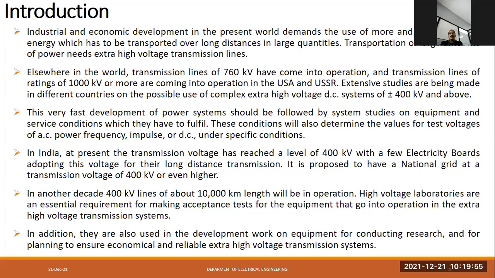In India, in the current state, the transmission voltage has reached around 400 kV. A few electricity boards are adopting this voltage for their long-distance transportation systems. For the national grid, at the transmission voltage level, we can expect around 400 kV or even higher than that. So all should note that in India, 400 kV or even higher is expected.